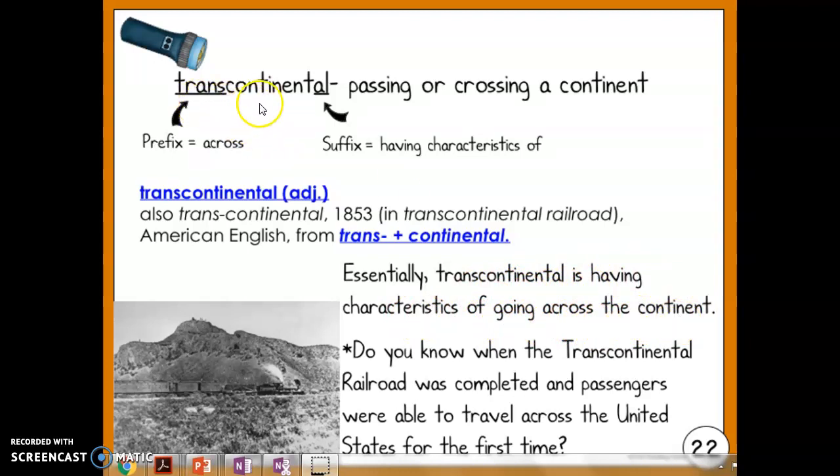So you can see how you can take all these parts, put them together, and find out the definition of an unknown word. It helps to know the prefix and the suffix along with what your base word is. That's why it's really important to know how to break these words apart. Here's an interesting fact. Do you know when the Transcontinental Railroad was completed and passengers were able to travel across the United States for the first time? Maybe look that up, see if you can find out the answer.